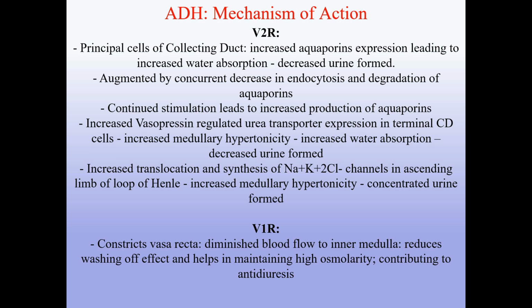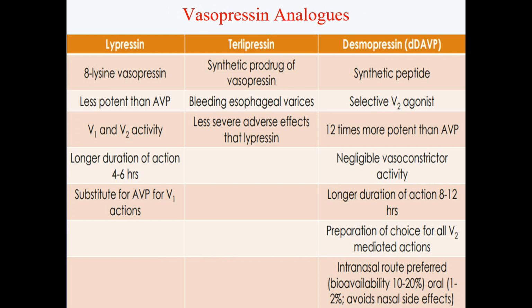There is increased translocation and synthesis of sodium-potassium-2 chloride channels in the ascending limb of the loop of Henle, increasing medullary hypertonicity, so concentrated urine is formed. V1 receptors constrict the vasa recta, diminishing blood flow to the inner medulla, which reduces the washing off effect and helps maintain high osmolarity, contributing to antidiuresis. Vasopressin analogs, for example lypressin, terlipressin, and desmopressin, and their description.